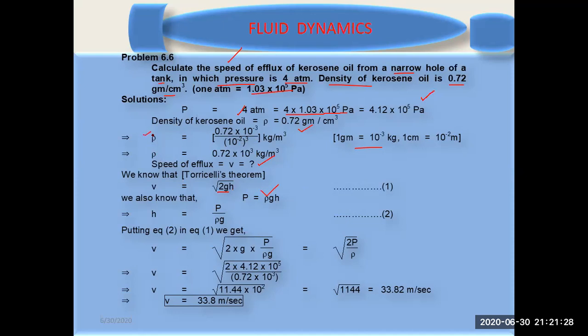Density is given, g is constant, and pressure is given. So how will you calculate the height? You will use this formula to calculate the height by using the given values. After calculating the height, you will put in the value to calculate the speed. To calculate the speed, it is root 2g times h, and you place the value of h in this formula.